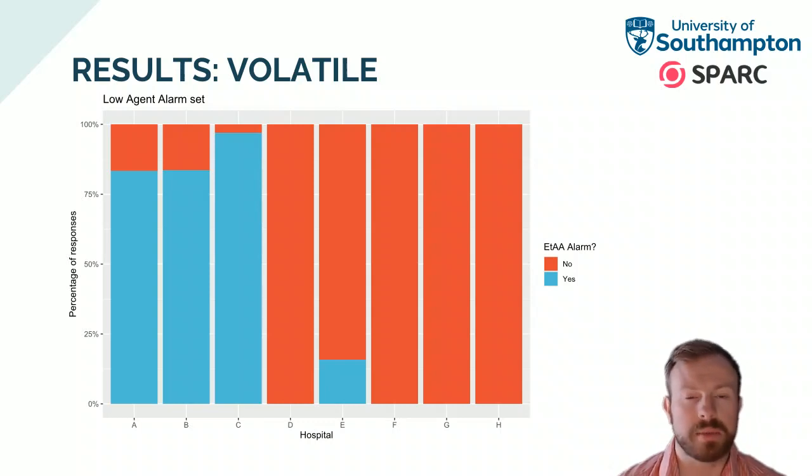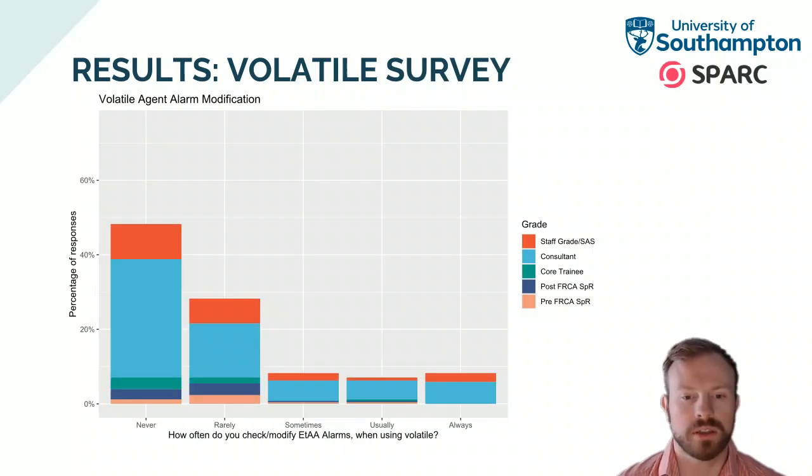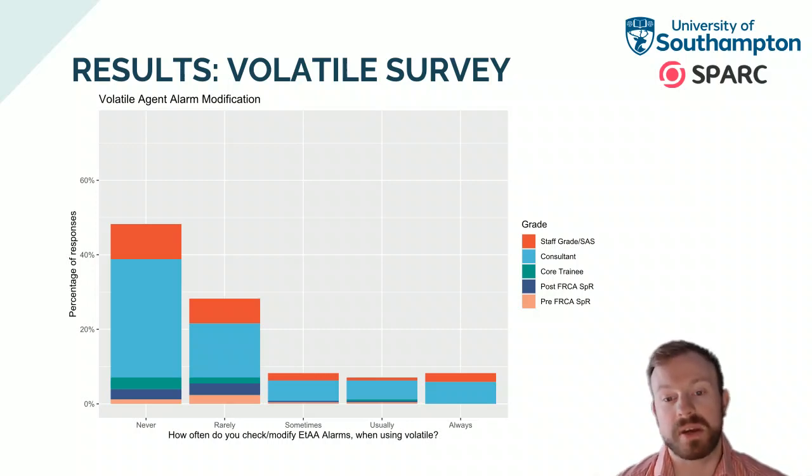And we delved into that a little bit deeper in our survey, and we asked, how often when you're using a volatile anaesthetic do you check or modify your end tidal agent alarms? And you can see that on the left-hand side, never and rarely are the 2 most common answers by some margin. Almost nobody checks or modifies their volatile agent alarms. And I think that's something that we should all just be a little bit aware of and be aware of the changing guidance, and potentially after this go back to your trust or to your hospital and see what your default alarm is and speak to your colleagues about whether you should change those if needs be.